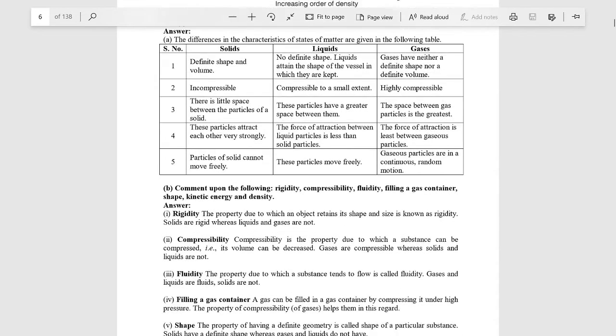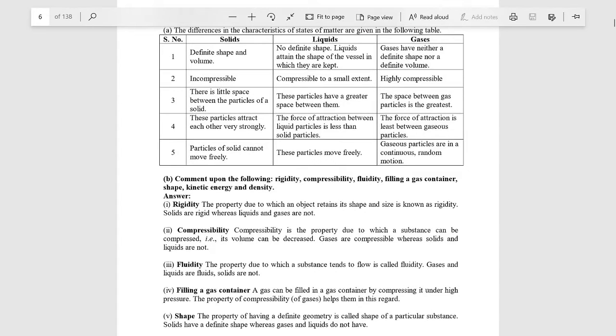And this is the definition of compressibility and fluidity. Compressibility is the property due to which a substance can be compressed, that is, its volume can be decreased. So, what is the meaning of compressed?